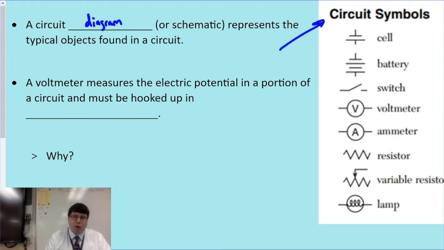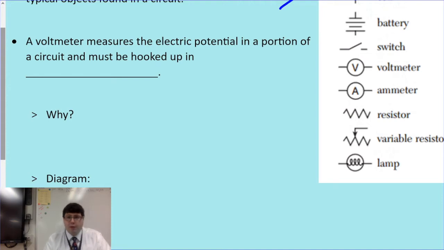Now, to look at some example circuits, I want to talk about the difference between a voltmeter and an ammeter and see how they play different roles in a circuit. So the first one's a voltmeter. A voltmeter measures the electrical potential in a portion of a circuit and must be hooked up in what we're going to call parallel.